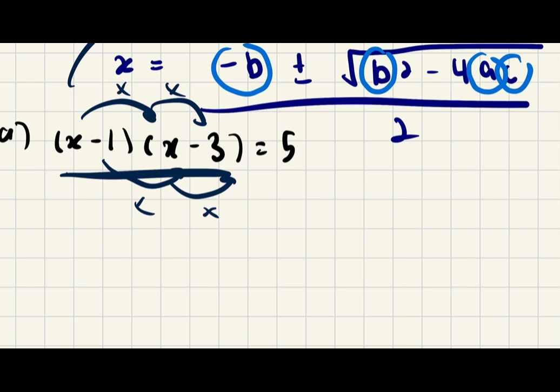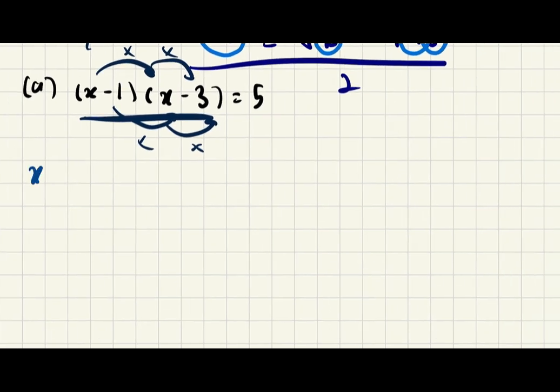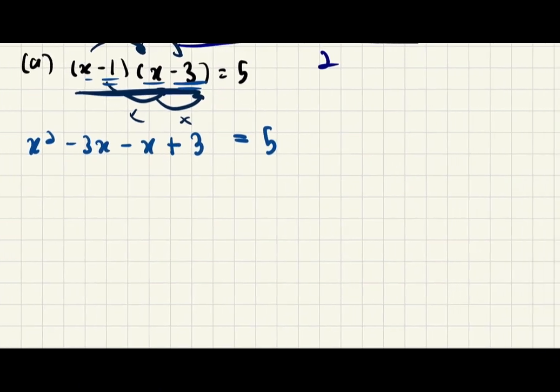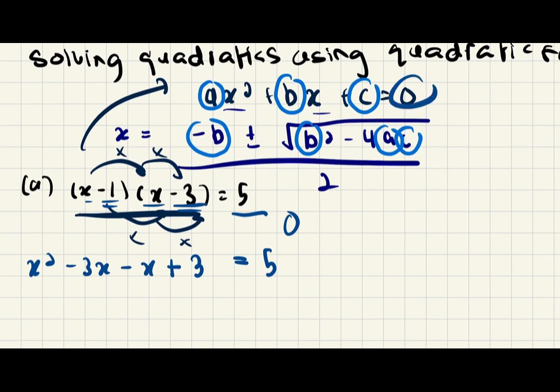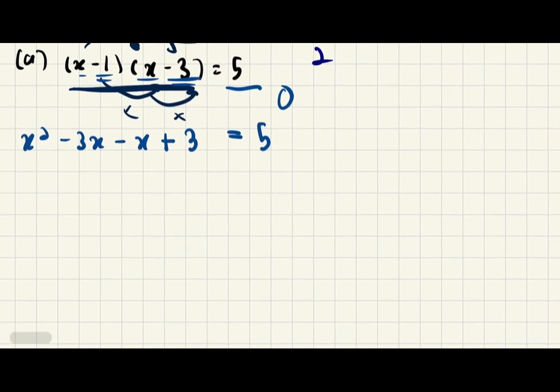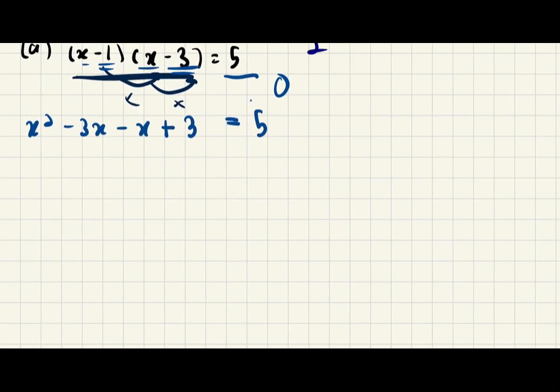So you will get here x squared, and then x multiply negative 3, negative 3x. Negative 1 times x, negative x. Negative 1 times negative 3 is simply positive 3 equals 5. Now you have to make this equal 0, because that is the standard form of the equation. Therefore, we move this 5. x squared minus 3x minus x plus 3 minus 5 equals 0.